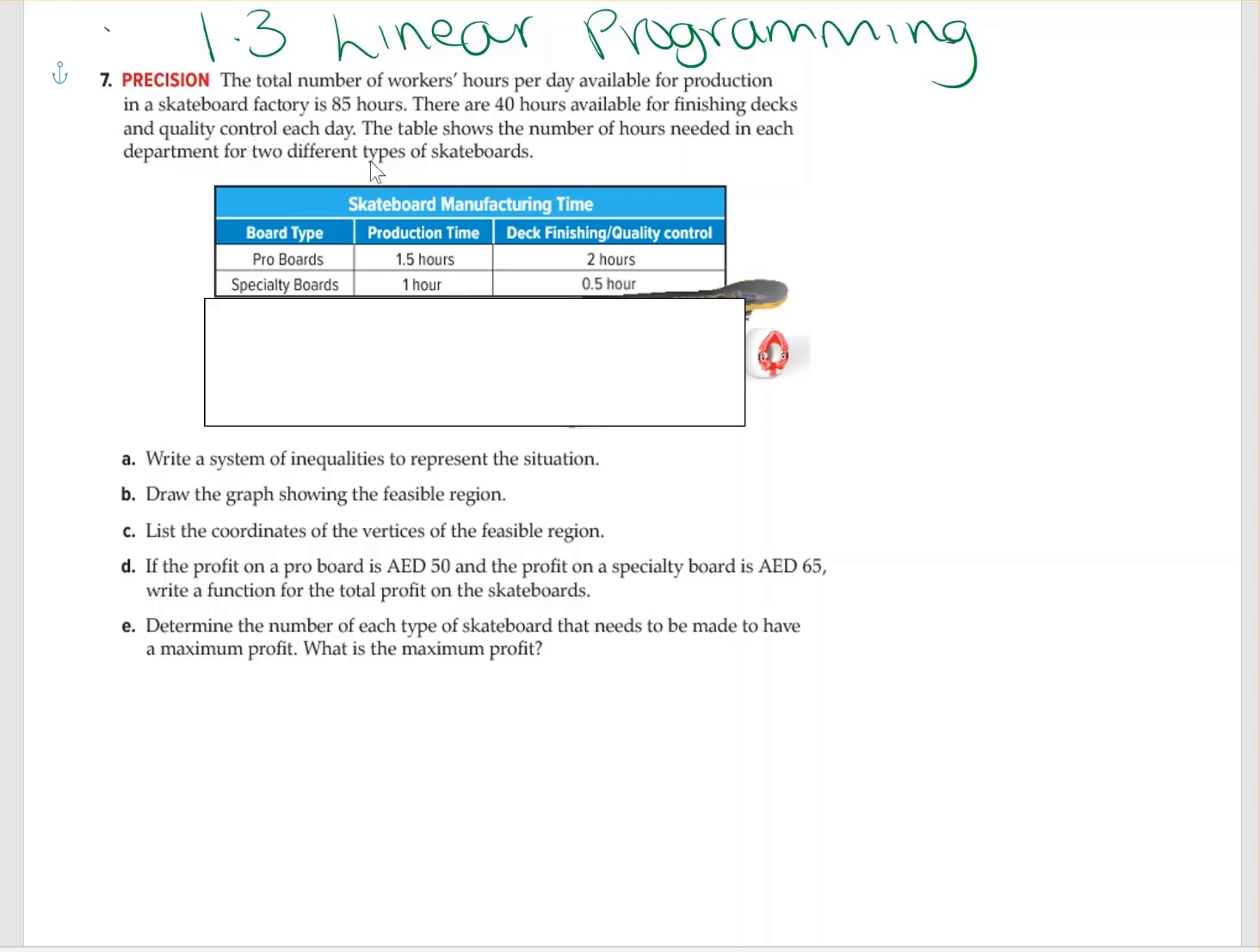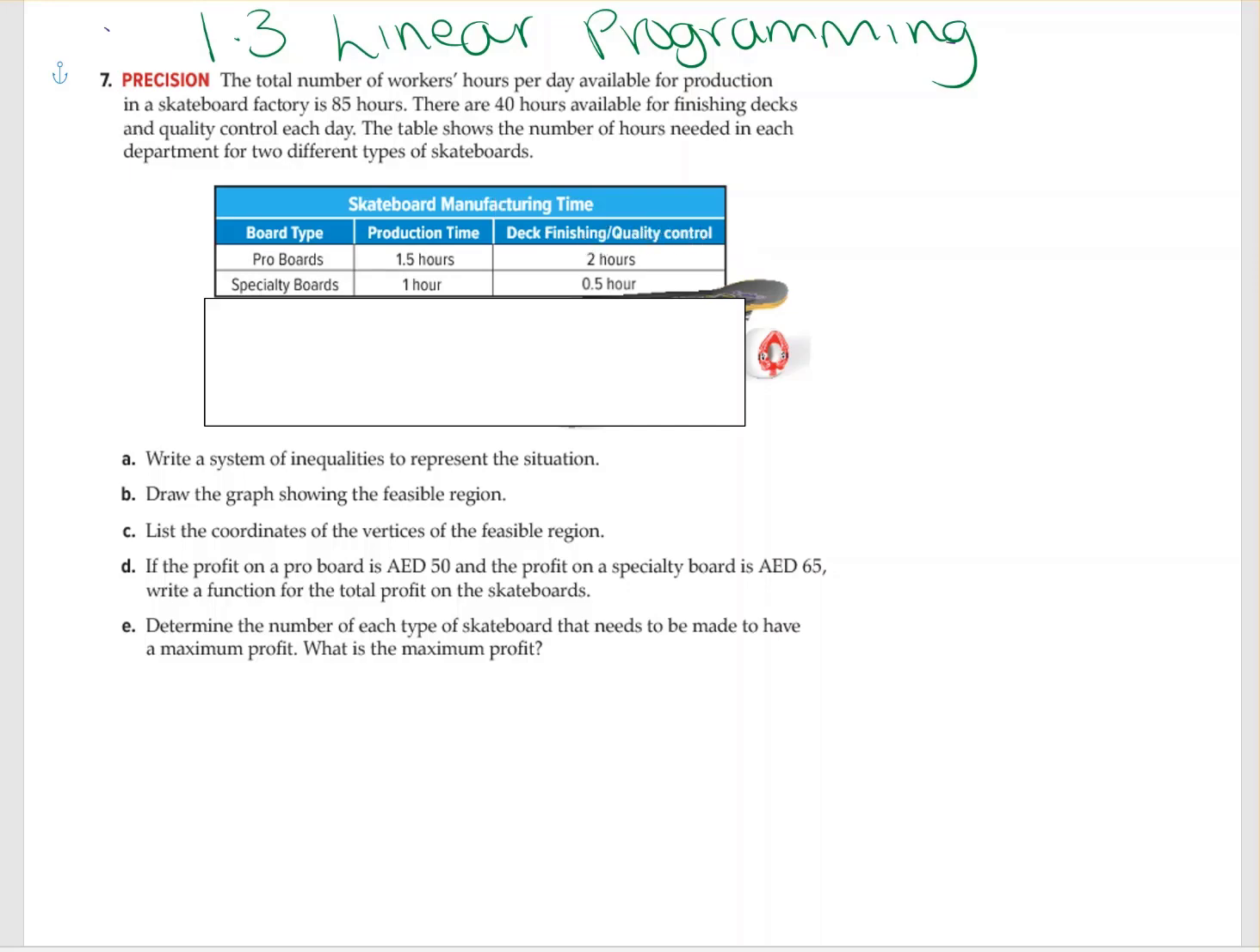Okay, so 1.3, linear programming. So we have a question on precision. It says the total number of workers' hours per day available for production in a skateboard factory is 85 hours. There are 40 hours available for finishing decks and quality control each day. The table shows the number of hours needed in each department for the two different types of skateboards. So we have pro boards and speciality boards. So we're given the production time and the time for the deck finishing and quality control.